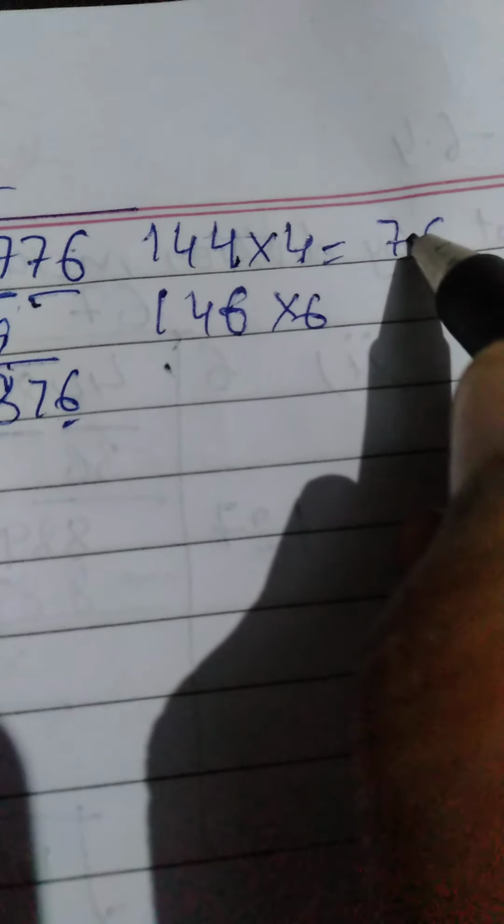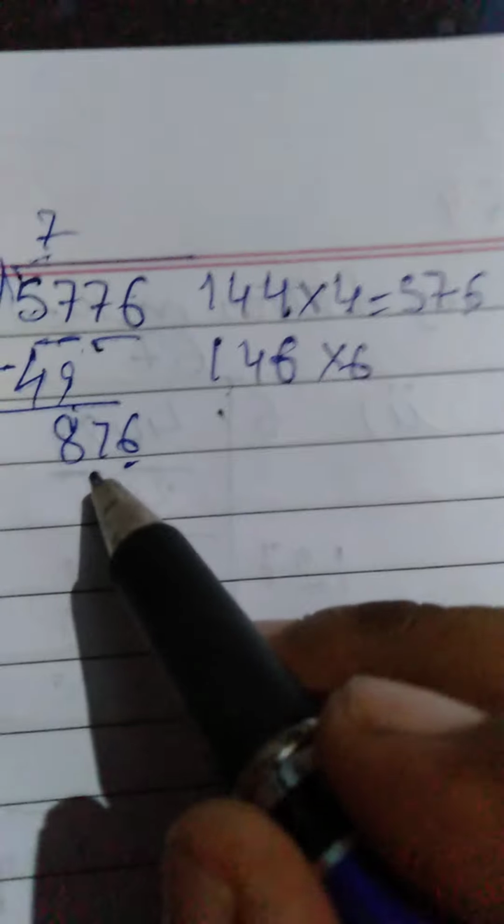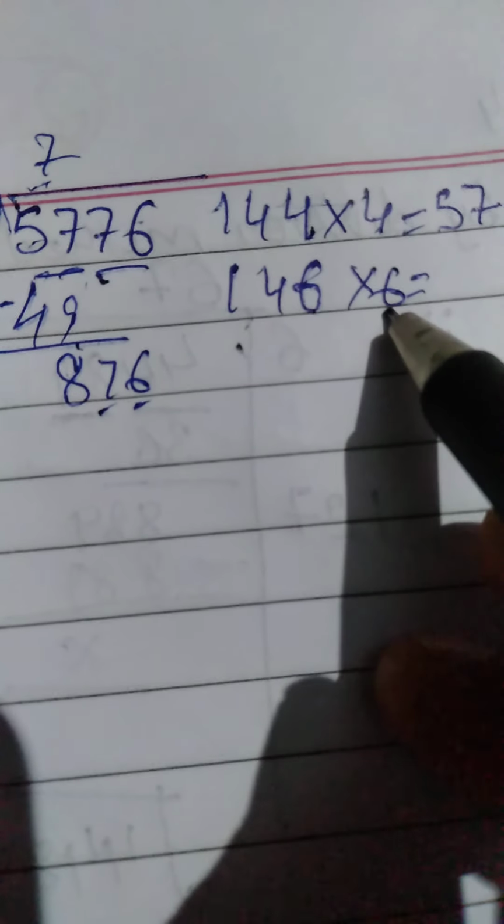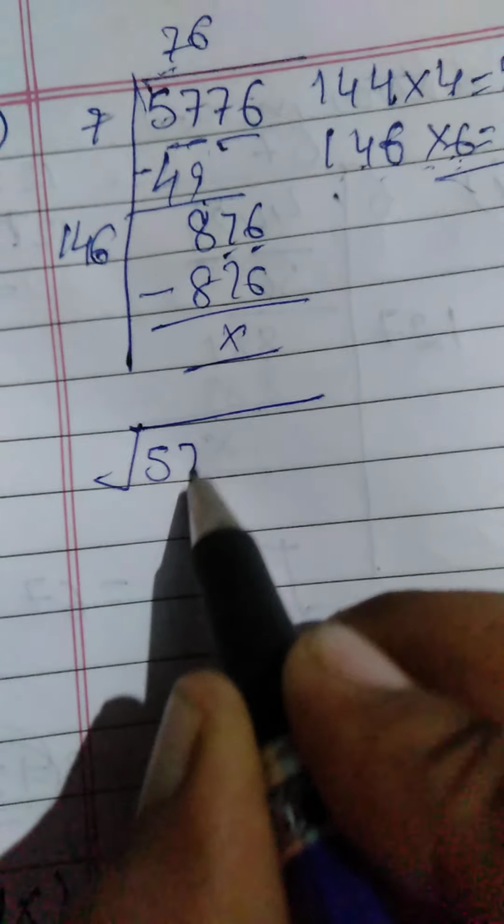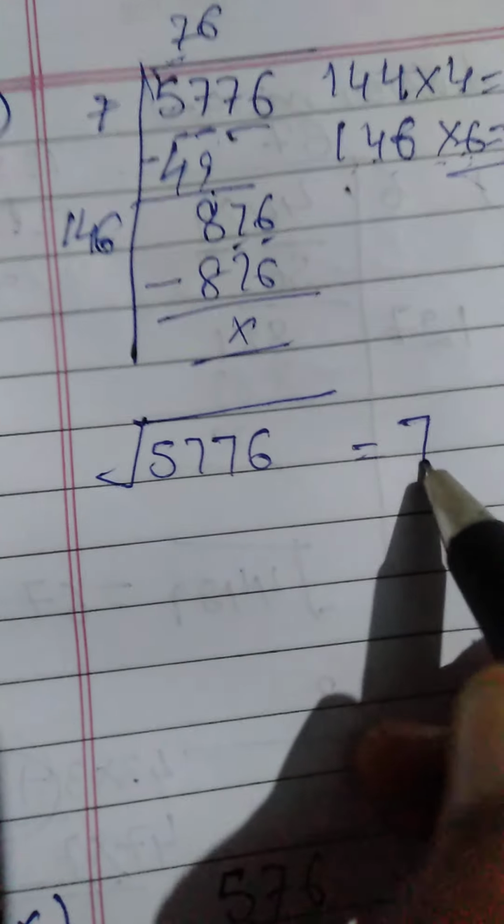So let us check. 4 4s are 16, 4 4s are 16 and 117, 4 1s are 4 and 1 is 5. It is quite smaller than 876. So let us check it. 6 6s are 36, carrying 3, 6 4s are 24, 24 and 3 is 27, carrying 2, 6 1s are 6 and 2 is 8. Surely it goes at 6. So it goes at 6, and 876 is the multiplication. When you subtract, you will get a cross or 0 here. And then the square root of 5776 is 76, right?